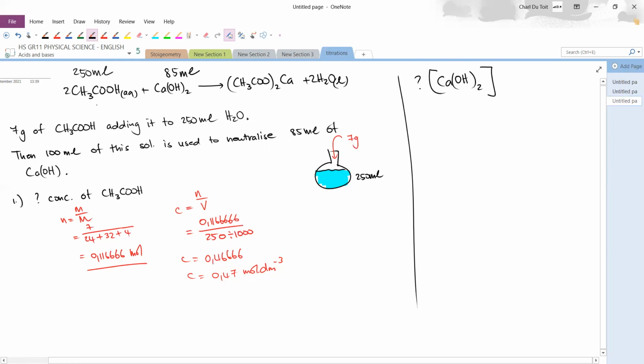Which method are you going to use? I'm going to use the mole method. Okay, the mole method. So you're going to start off with the CH3COOH. How many moles are we adding to the smaller bottle? Is 0,11666?